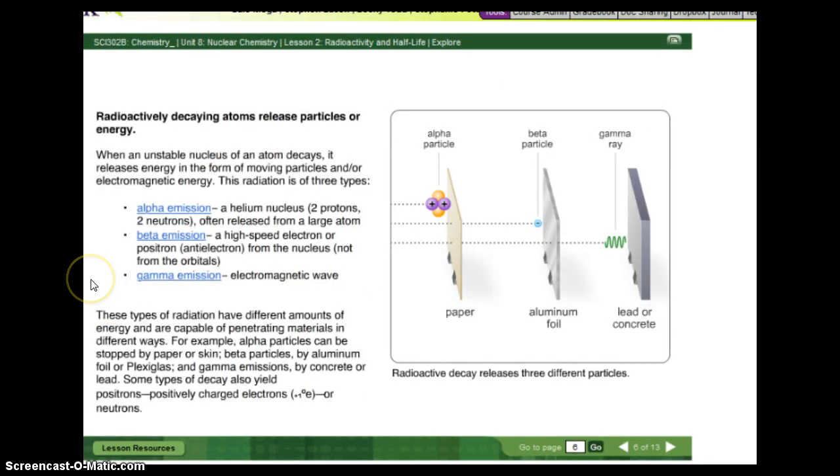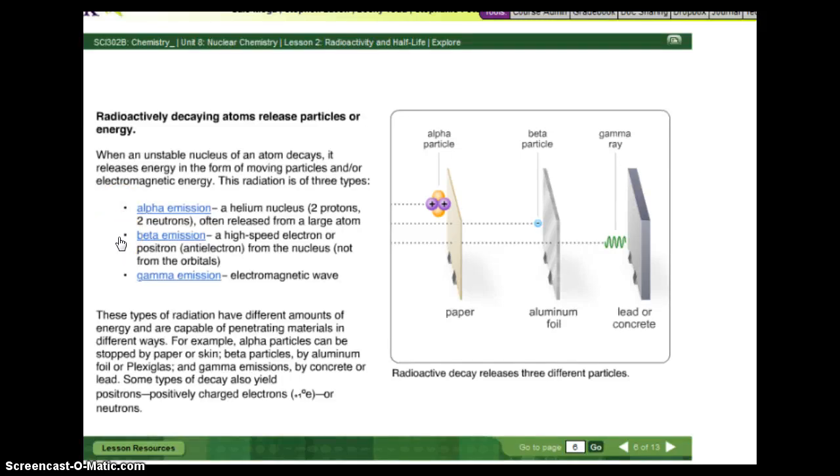All right, radioactively decaying atoms release particles or energy, in other words, radiation. When an unstable nucleus of an atom decays, it releases energy in the form of moving particles and/or electromagnetic energy. This radiation is of three types. You can have alpha emission. Alpha emission means you have a helium nucleus, 2 protons, 2 neutrons, often released from a large atom.